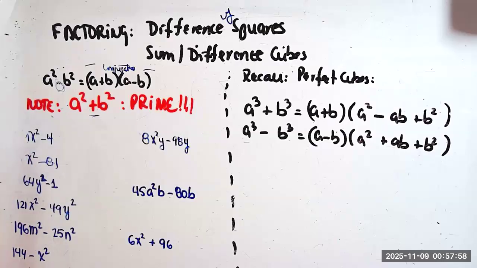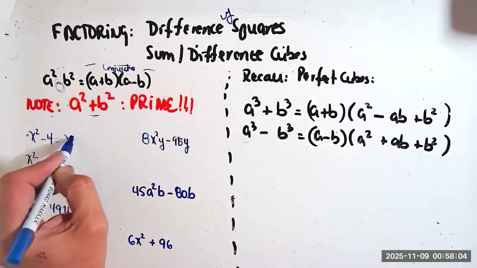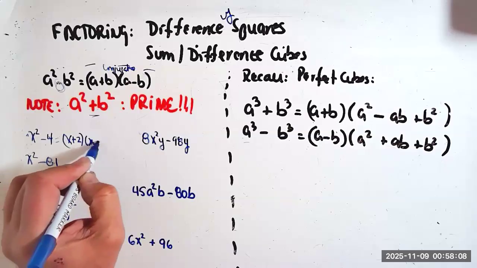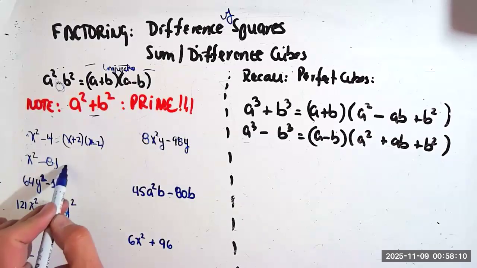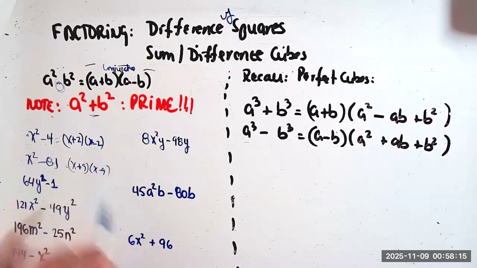Of course, the coefficient here is 1. The square root of 1 is 1. The square root of 4 is 2. So this one will factor as x plus 2 times x minus 2. 81, that will be x plus 9, x minus 9.